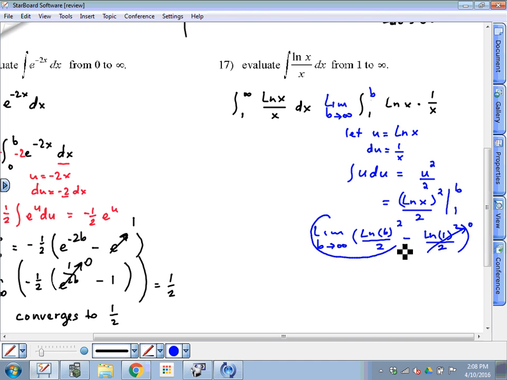So really what we need to think about is this. The natural log of b, as b increases, just becomes larger and larger and larger. So this quantity here increases without bound. So it isn't possible to evaluate this infinite limit, so we would say that this diverges.